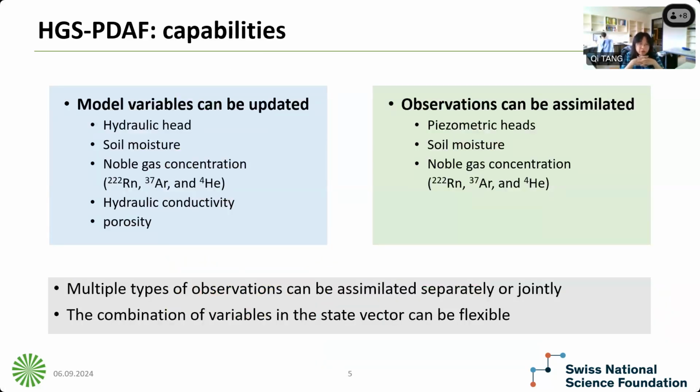And in the current version of HGS-PDAF, it allows us to update the state variables like the hydraulic heads, soil moisture, and noble gas concentrations. These are the state variables, and also the parameters like the hydraulic conductivity and the porosity. And different types of observations can be assimilated alone or jointly. This includes the piezometric heads, soil moisture, and noble gas concentrations.